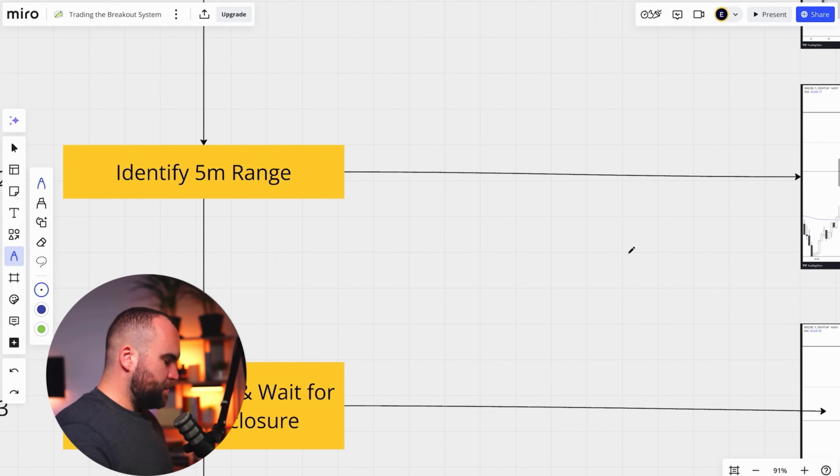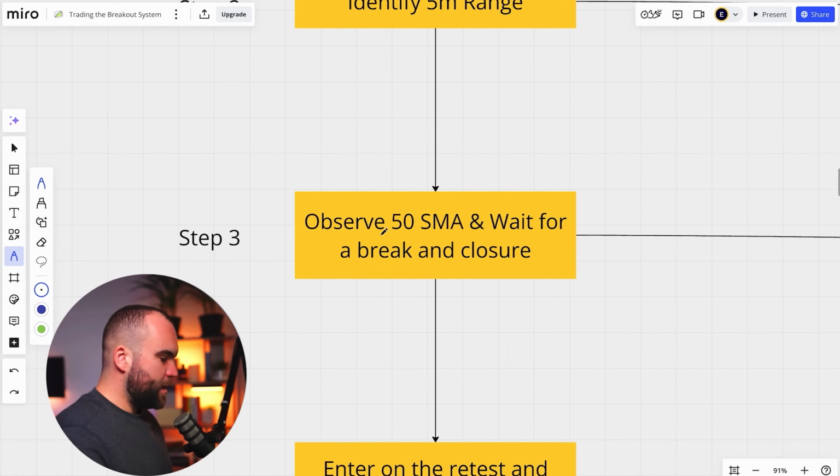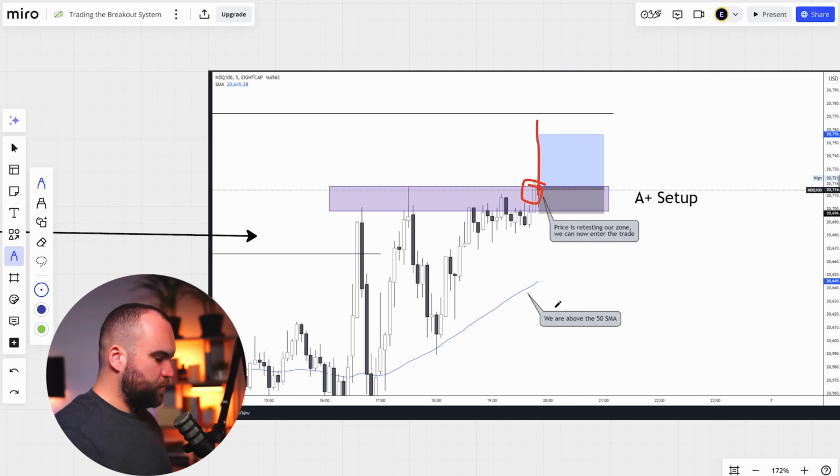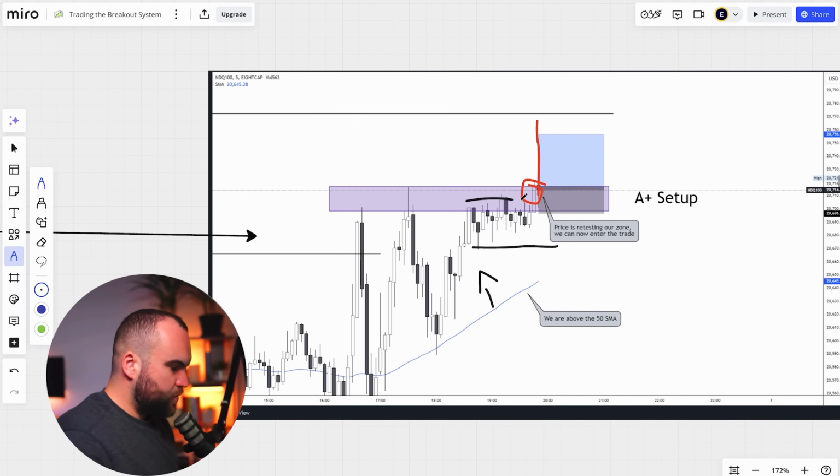Then step number 3, we are looking for the 50 SMA. We're looking at the 50 SMA and we're waiting for a break and closure, not just a break of the range, of the 5-minute range, but a break and closure. Very important. So if we look at the example over here, we observe the 50 SMA. Now the 50 SMA is pointing upwards, which is one of our confluences, but price must be above the 50 SMA for us to take buys over here.